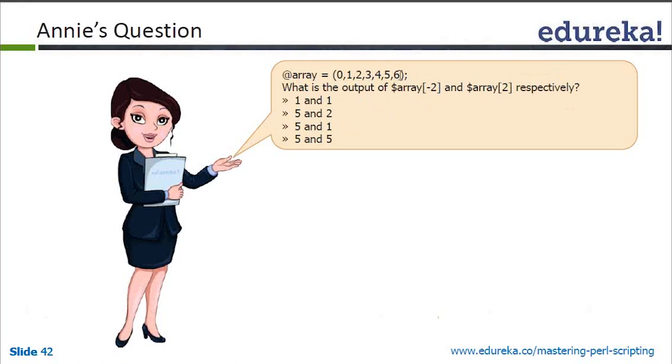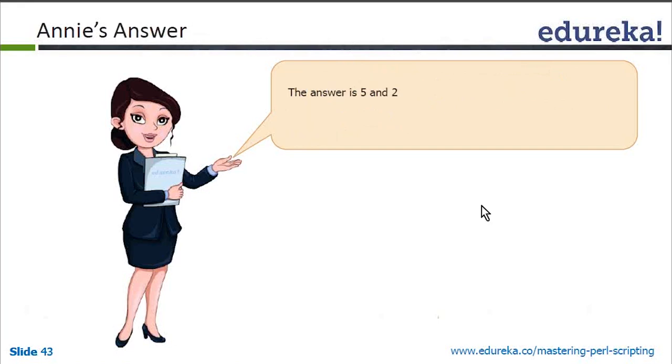So if this is -1, this is -2. Okay. And so this is the -2 element, the second last. And if you go to array 2, so array 2 is array 0, array 1, array 2. So array 2 is 2, because array 2 is not the second element. In fact, it is the third element. So array 2 is 2 and array -2 is 5. So you can see the answer is 5 and 2. So I hope I am clear on this.